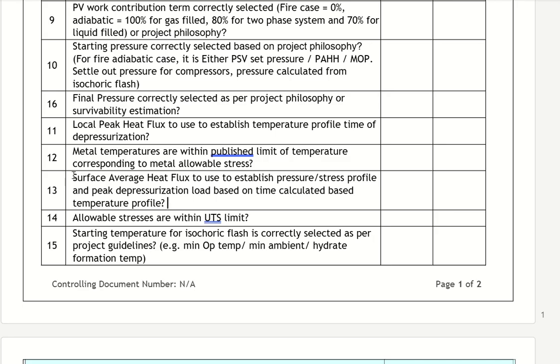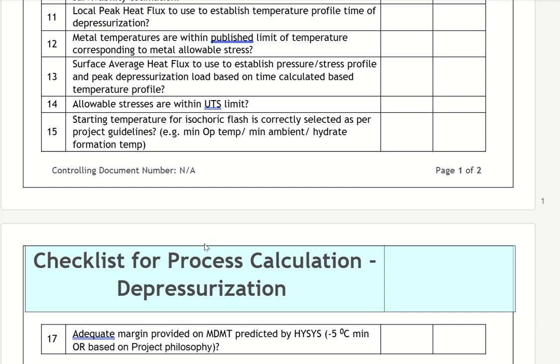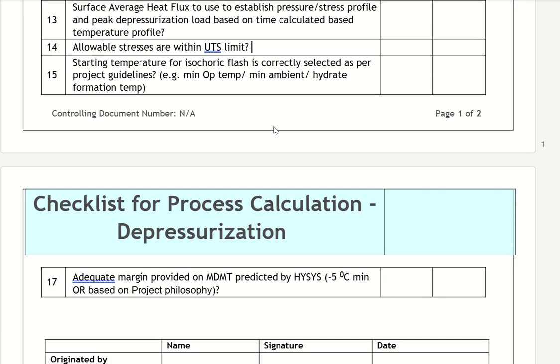That's why this average heat flux is a kind of jet fire depressurization, not for the pool fire, where for pool fire we calculate the heat flux based on surface area and dimensions. Then it talks about allowable stress being within the UTS limit of the metal we are talking about. Mostly it is talking about CS or SS lines.